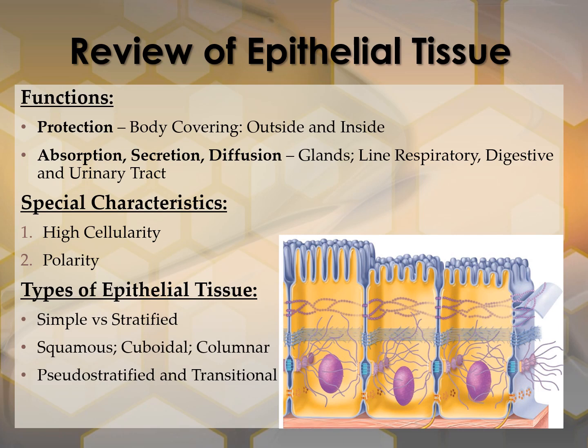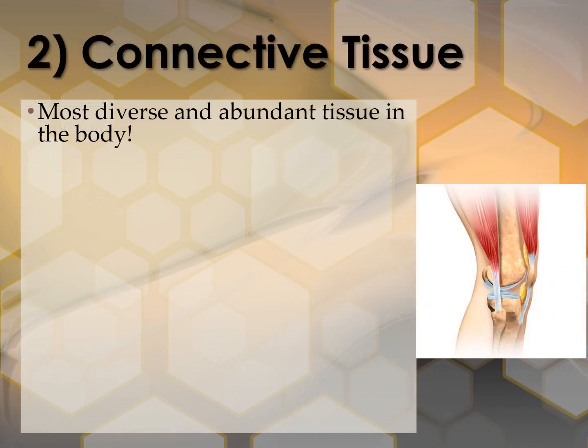Now, what are the different types, okay? We said there's simple versus stratified, right? And then we have squamous, cuboidal, and columnar, which are the different shapes of the cells, and then you put those together with the simple and stratified. And then we have our two special types, right? Our pseudostratified columnar and our transitional, okay?